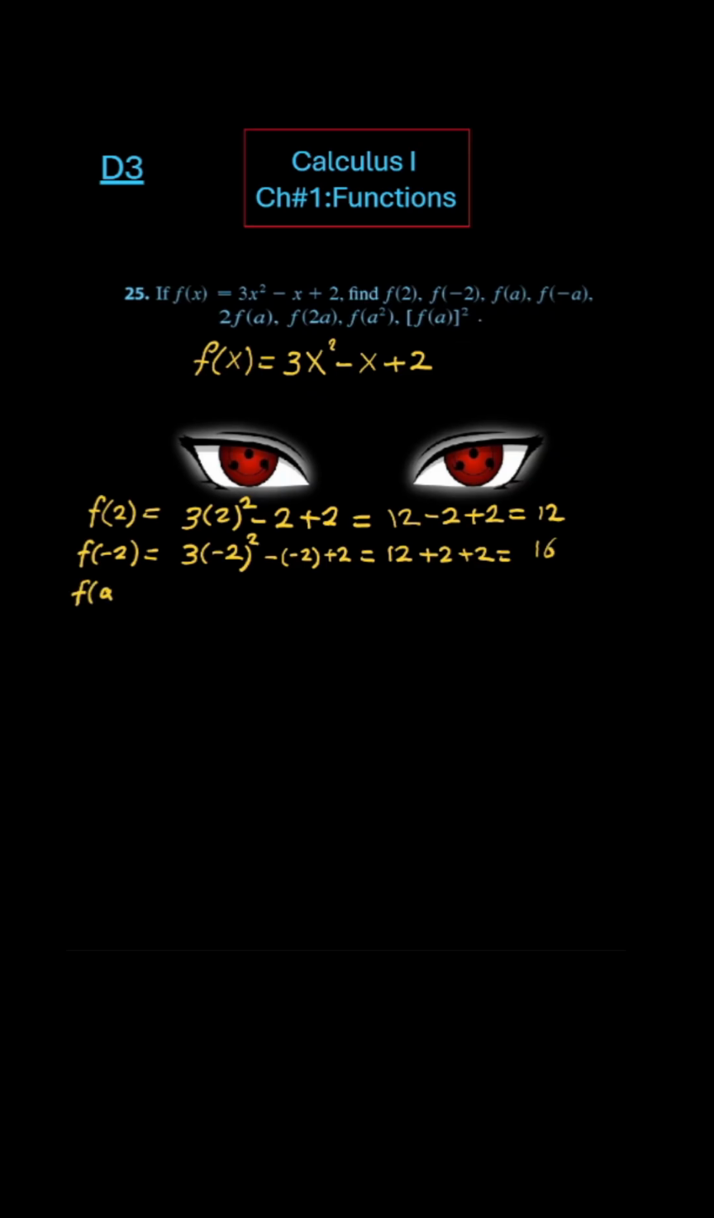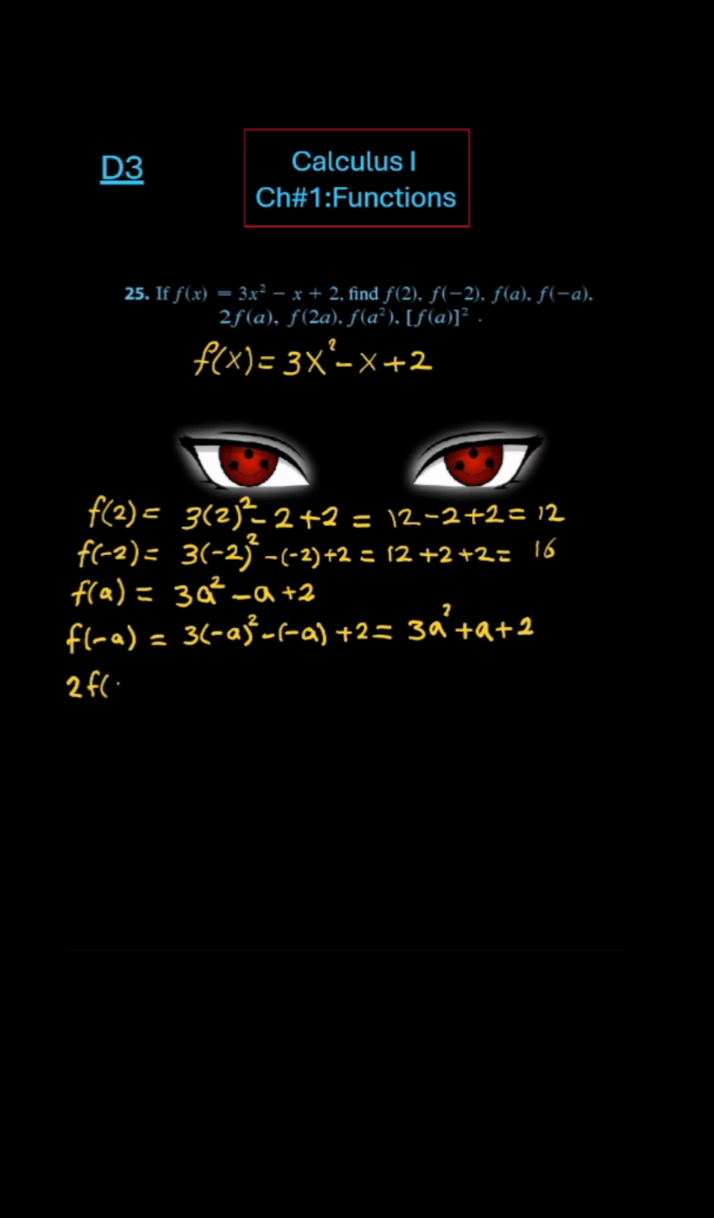Next, we find the value of the function when the input is a. We replace x with a everywhere in the function. The result is 3a squared minus a plus 2. Next, we find the value of the function when the input is -a. We replace x with -a everywhere in the function. -a squared becomes a squared. Subtracting -a becomes adding a. The result is 3a squared plus a plus 2.